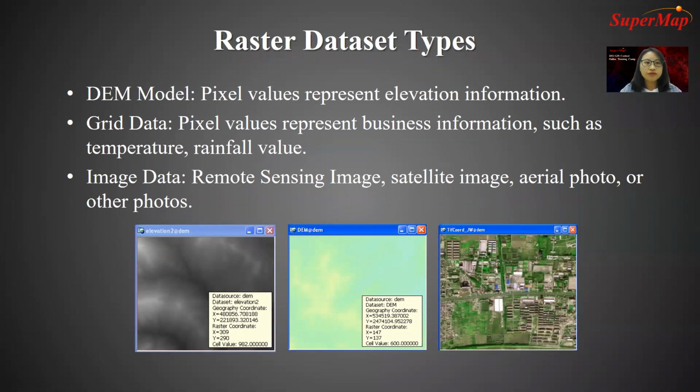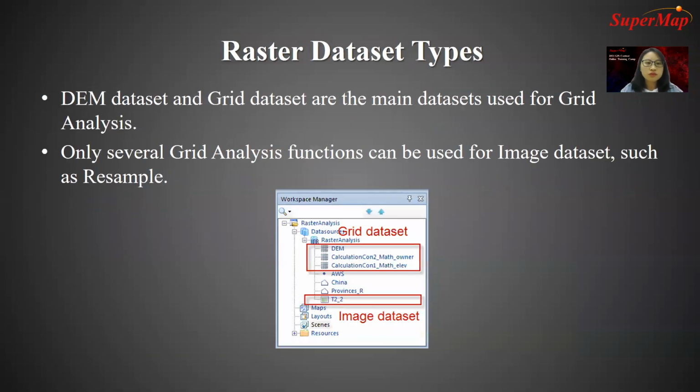There are three types of raster data sets. The first one is the DEM model, in which the pixel values represent elevation information. The second one is the grid data, in which the pixel values represent business information, such as temperature, precipitation value, and others. And the third one is the image data, just like remote sensing images, satellite images, or other pictures or photos. Here you can identify which data sets are grid data sets and which are image data sets by the icons before the data sets.